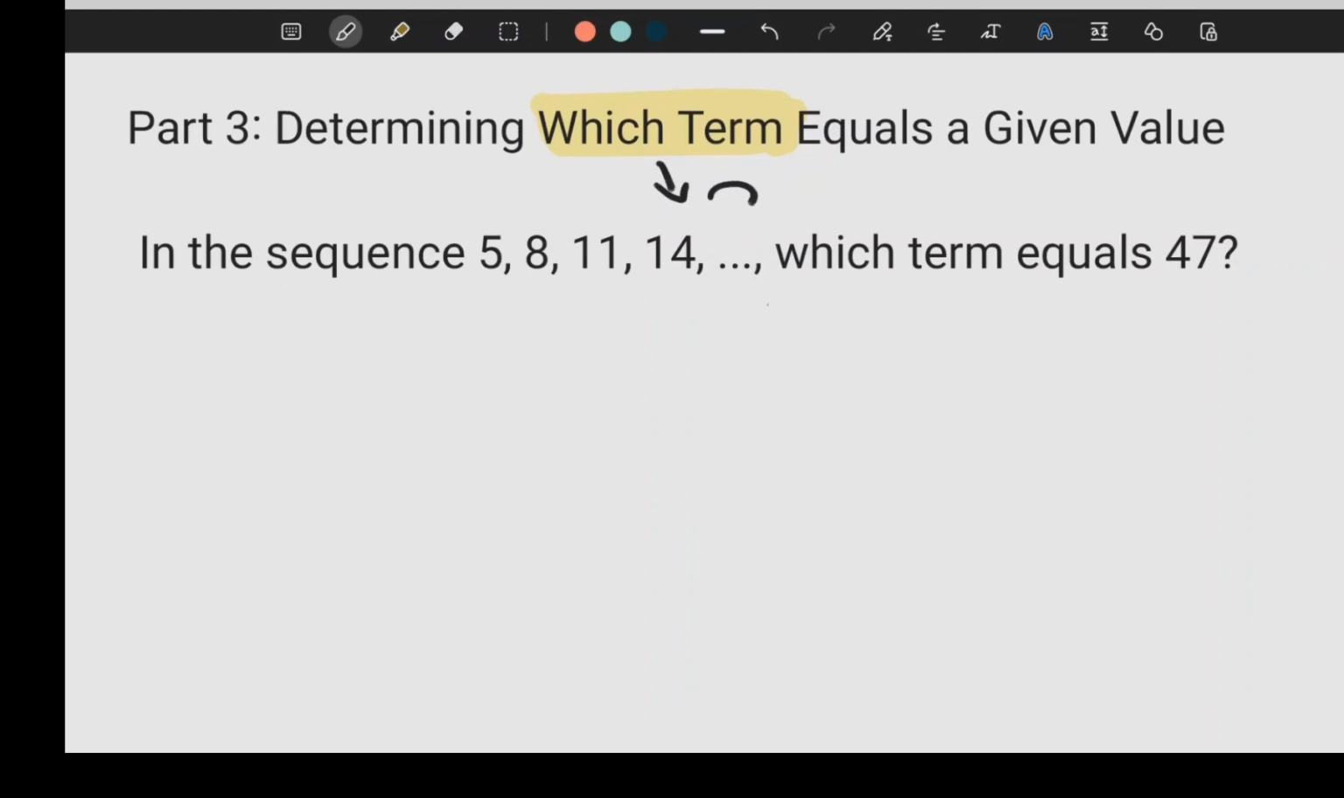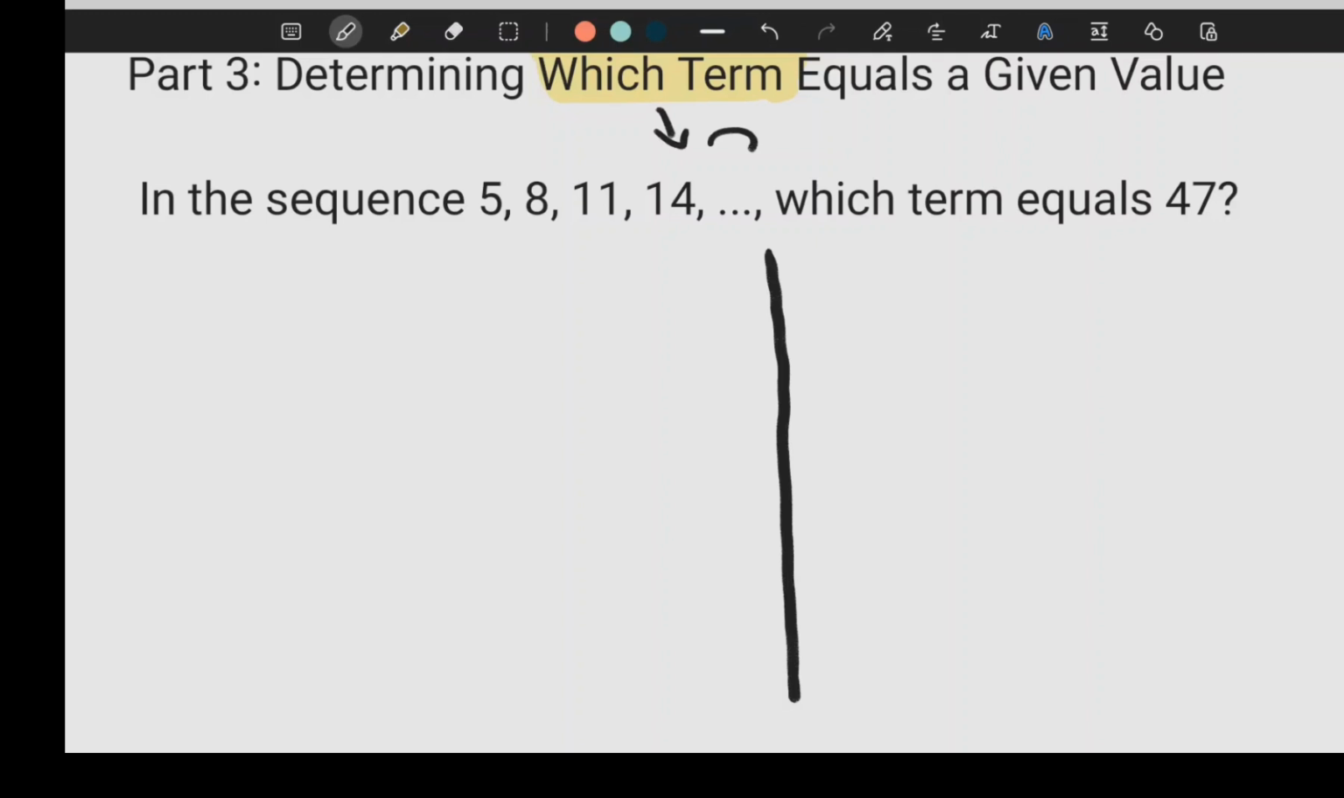So I'm going to show you two ways again to do this question. Let's split up the page again. The first method that I'll be using is I'm going to take the general term again that I worked out. So remember, the general term is 3n plus 2. So we want to know which term is equal to, in the sequence, 5, 8, 11, 14, and so forth. We want to know which term will have a value of 47. So here we have the value. We want to know which term is equal to 47.